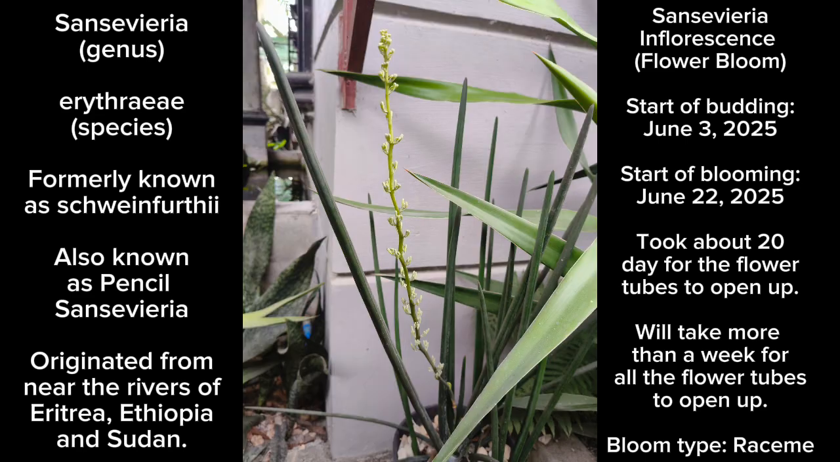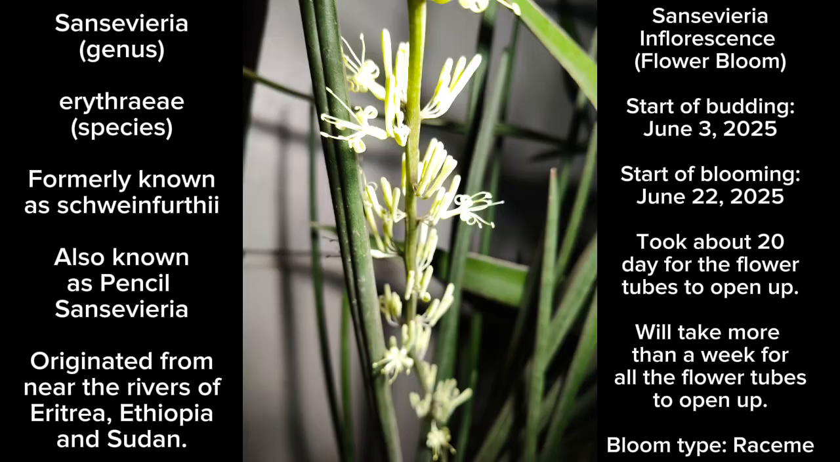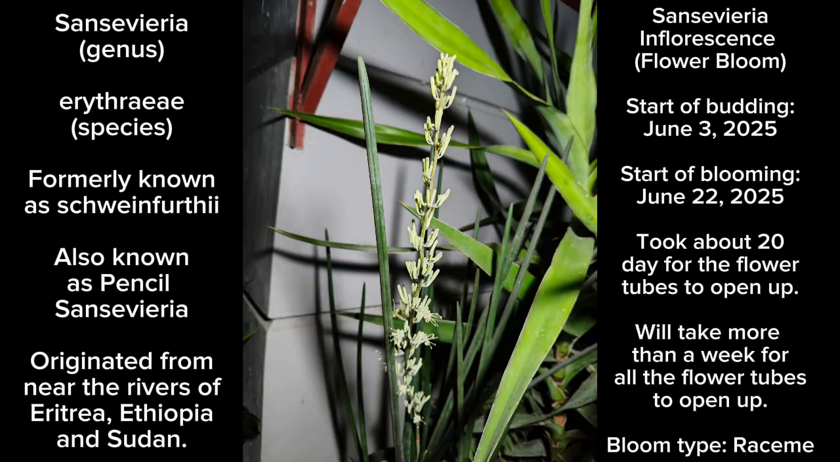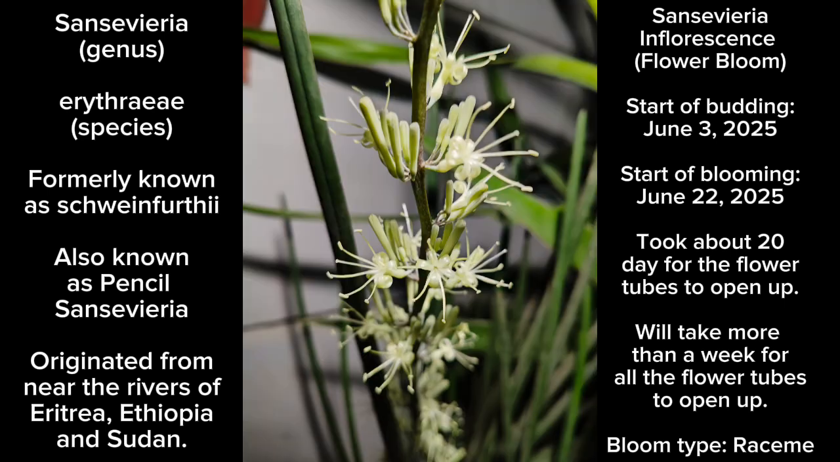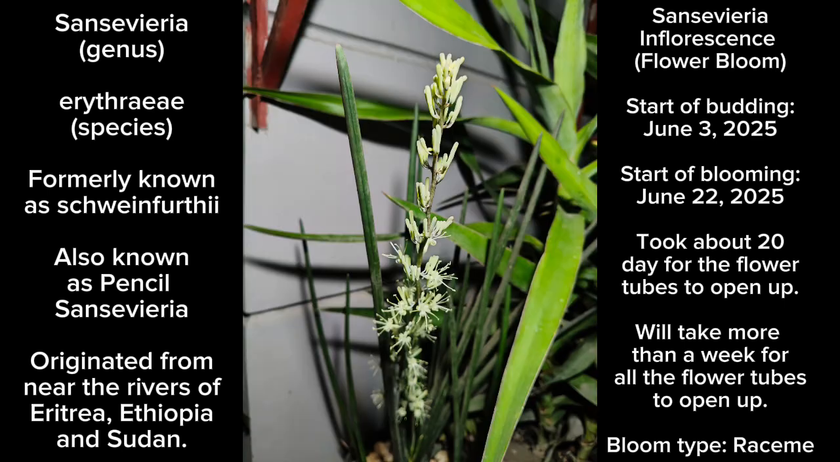I started capturing the early stages June 3rd 2025, and I think it started June 1st because the flower stalk has already grown in height, and it's not like a pincer-like form when you see it on the first day of the budding stage. But right now I'm showing you pictures of the flower tubes already opening up, or some of the flower tubes have opened up. The start of the blooming was June 22nd 2025, and up to date it is still blooming.